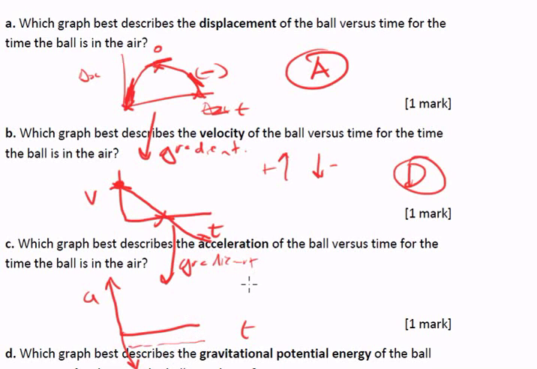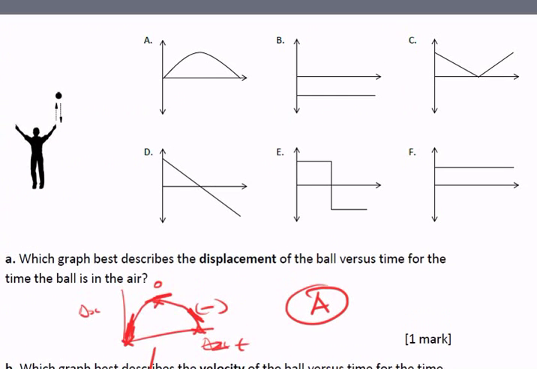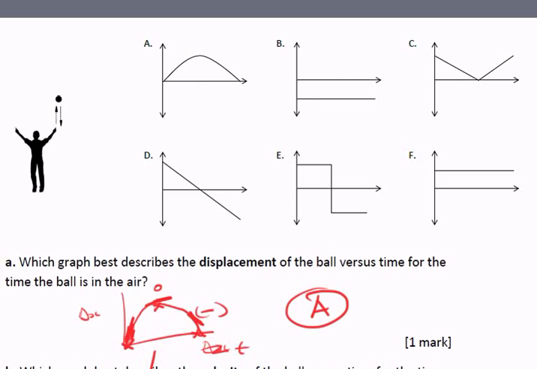The other way you could look at it is by saying, well, what's causing the acceleration of the ball? It's gravity. Gravity is in the downwards direction, which is what we're calling negative, and it doesn't change. It's always the same. Which graph looks like that? Is it F? It's B.